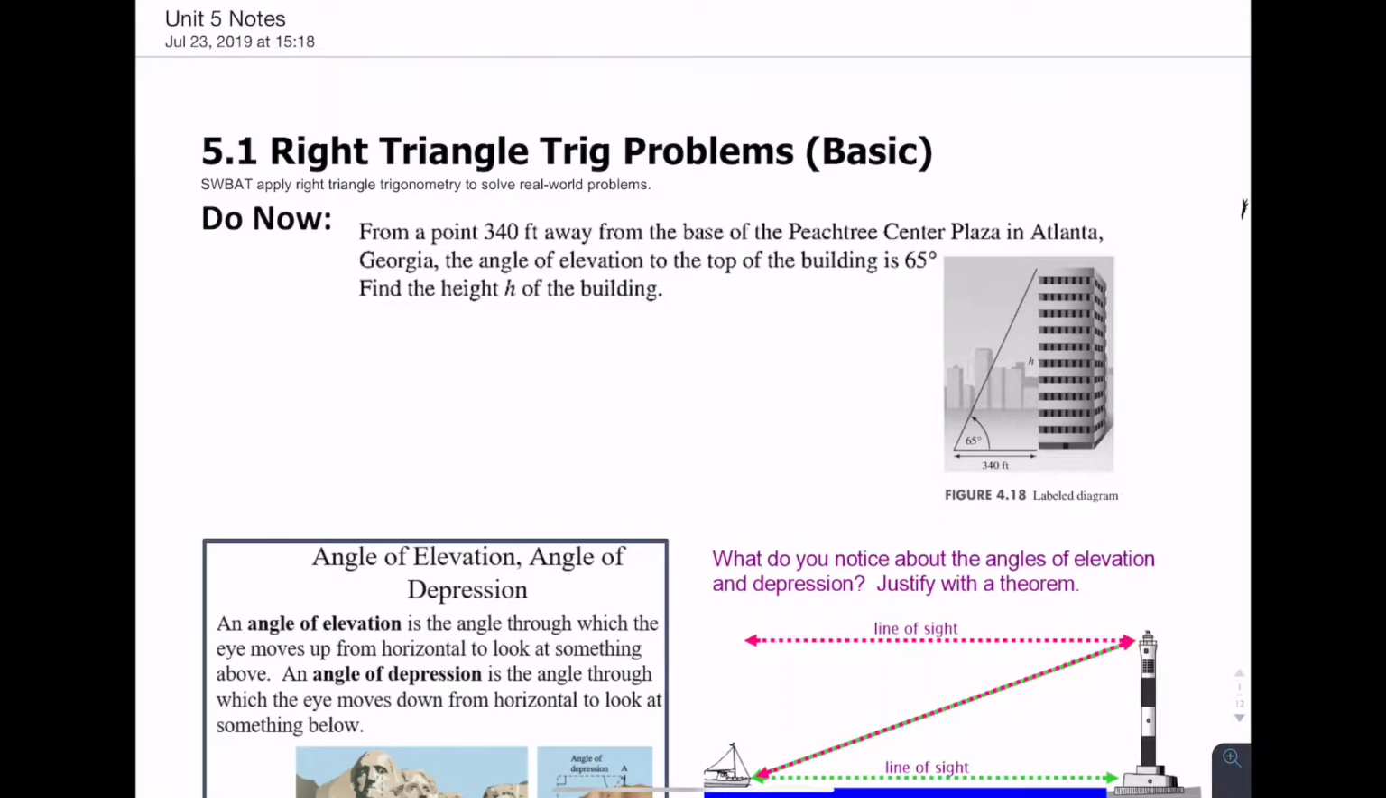All right, ladies and gentlemen, today we're going to be talking about right triangle trig problems. These are the basic ones, so this is to get a feel for what we're doing.